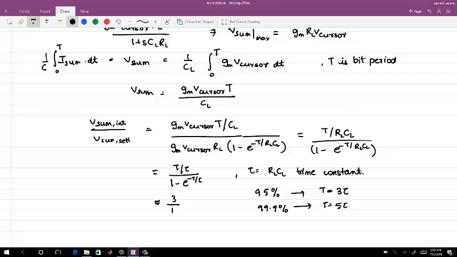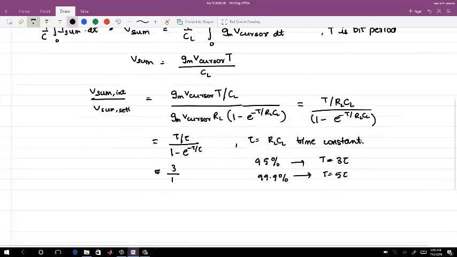So approximately V sum of integration for the same load capacitor is 3 times larger than the V sum of settling. Now what does this lead to in an actual design? You know that I can get a 3 times larger voltage with the integration time, and the delta requirement is fixed.